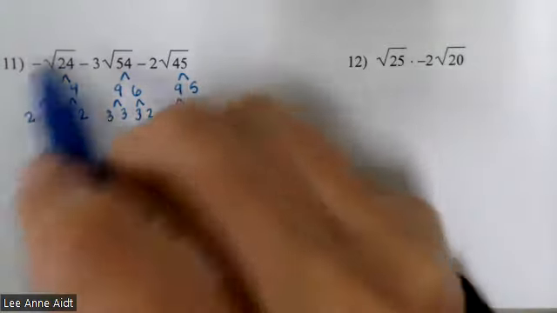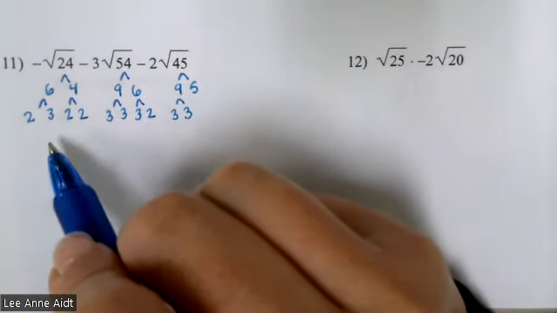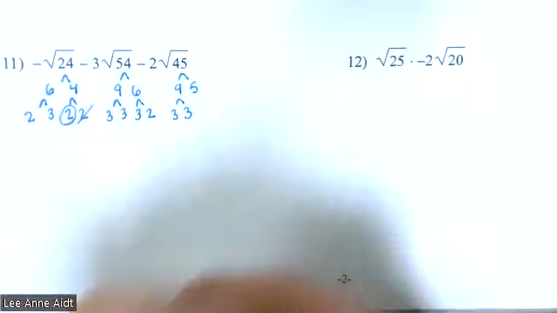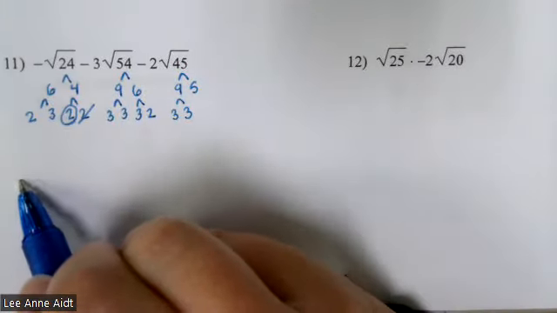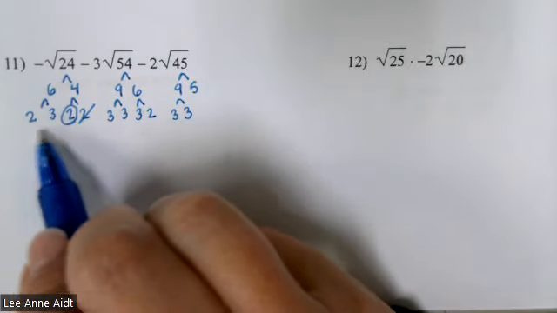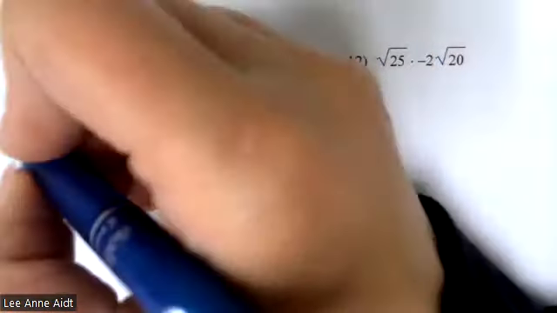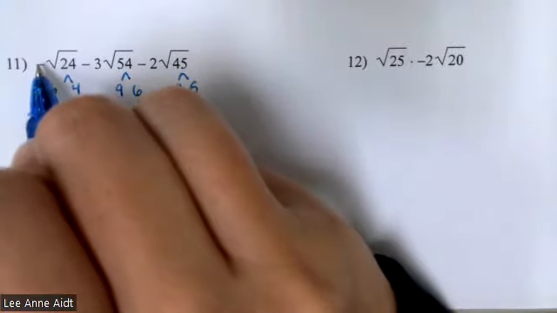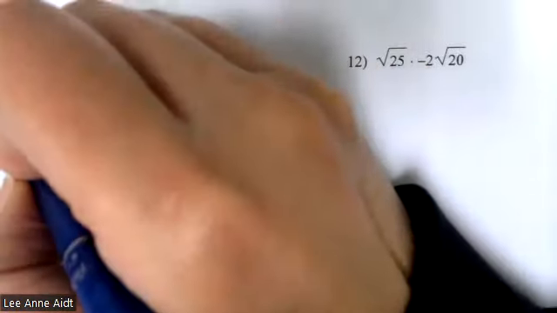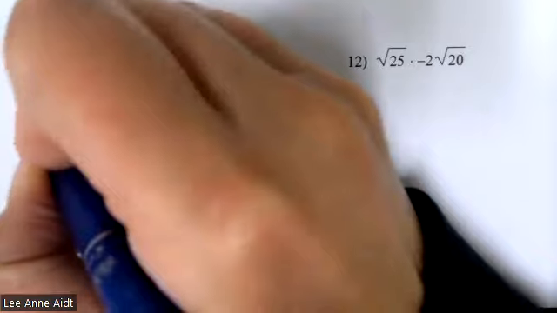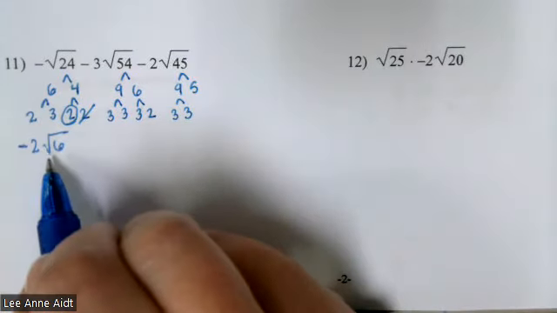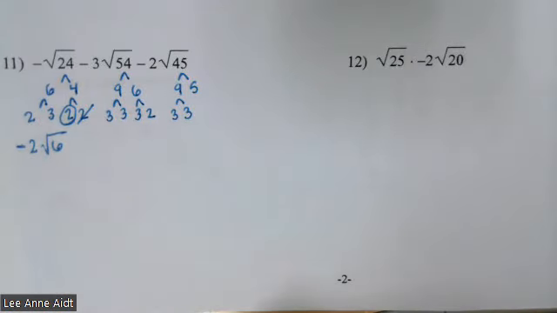Okay, first one. Do you see any pairs? Pair of 2s, right? Circle, cancel. Do you see any more pairs? No. Okay, so the negative was already there. The 2 comes outside. And the 2 and 3 leftovers multiply to make 6.